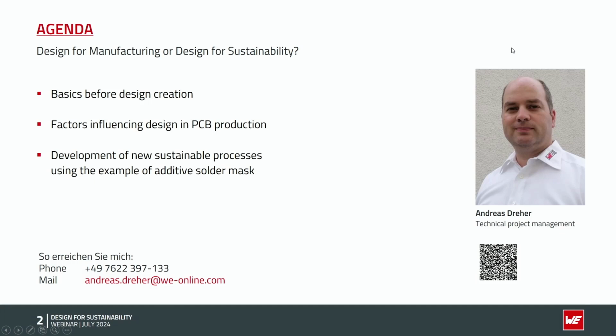We will look today at the sustainability of PCB production, and we will focus on different topics like the basics before a design creation, the factors influencing the PCB production from the design perspective, and how you can improve the design to be more sustainable. We will also show you the development of new processes like the additive solder mask via inkjet. You find the contact details for further questions on this slide if you want to have some direct conversation.